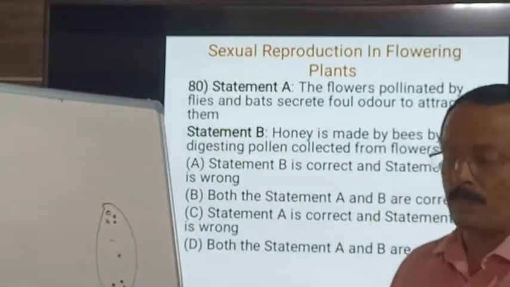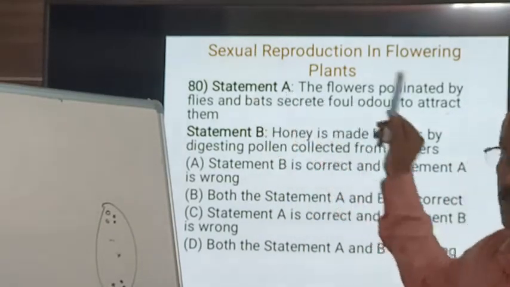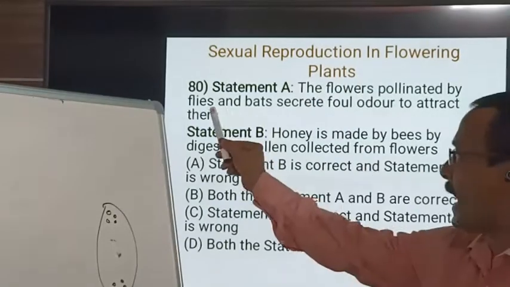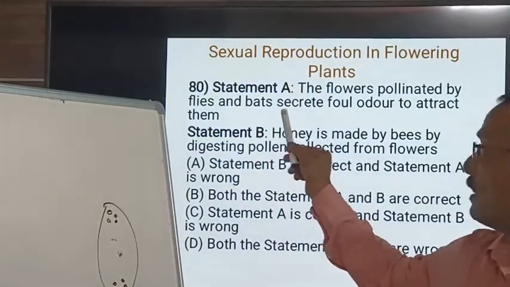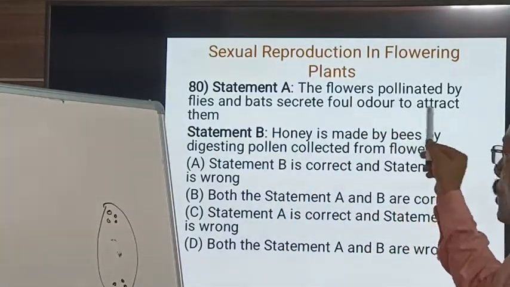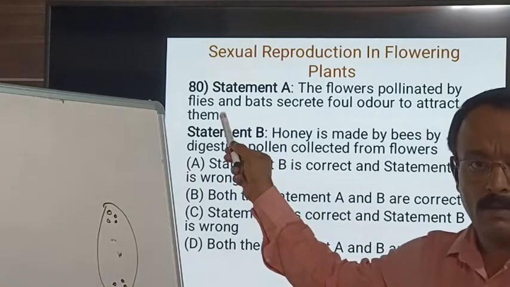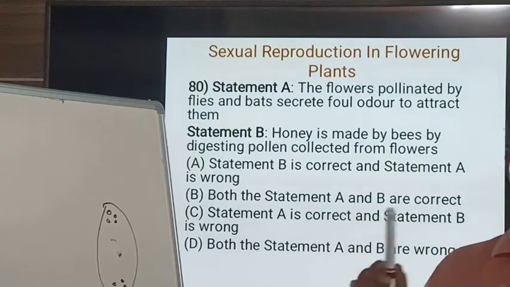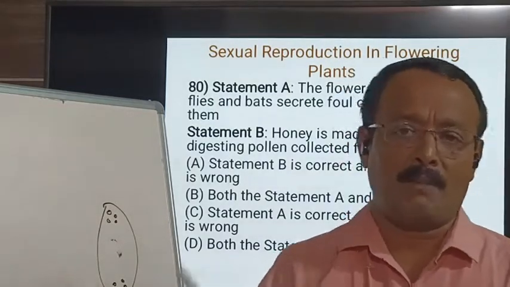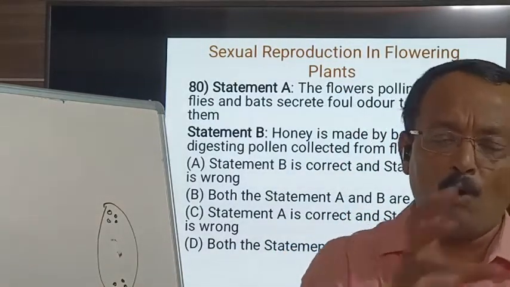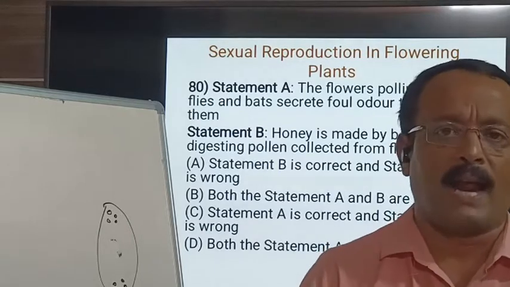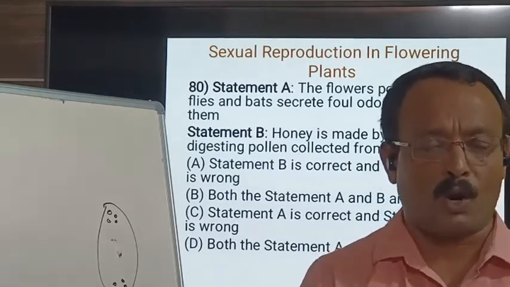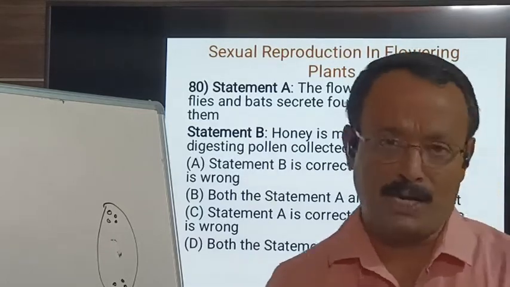80th question. Statement A states that the flowers pollinated by flies and bats secrete foul odor to attract them. So this statement is the correct statement. Many of the flowers which are pollinated by flies and bats secrete a foul or bad odor. This attracts the bats and flies towards that flower. So this evolution or adaptation is to achieve pollination.